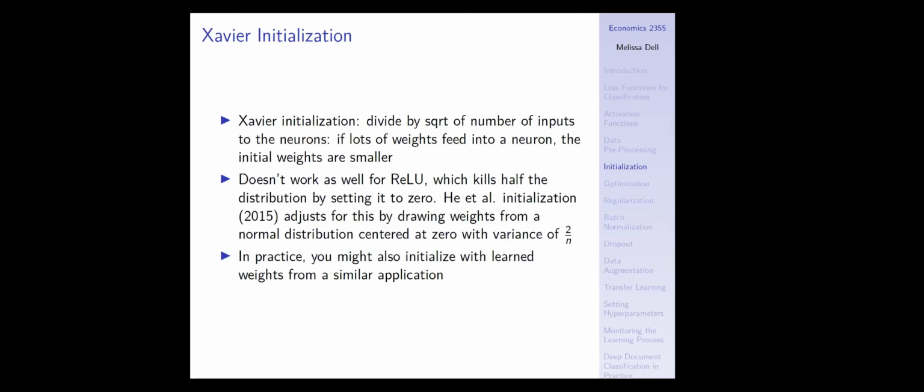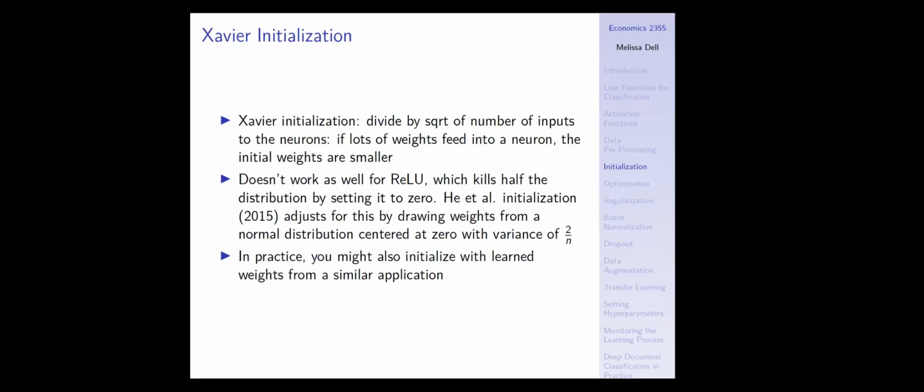This actually doesn't work so well for ReLU, for an obvious and easy to fix problem. ReLU, as we saw, essentially kills half the distribution of inputs by setting it to 0. And so there's this paper, He et al. in 2015, and they said you can fix this by adjusting for it, drawing weights from a normal distribution that's now centered at 0 and has variance of 2 over n. So compared to the Xavier initialization, you're just multiplying the variance term that you're drawing from by 2 to adjust for the fact that now you've killed half the distribution.